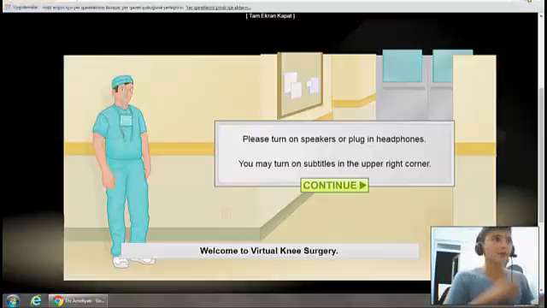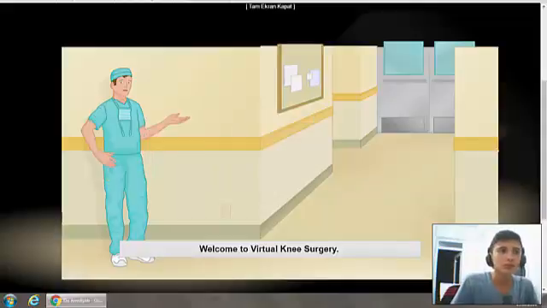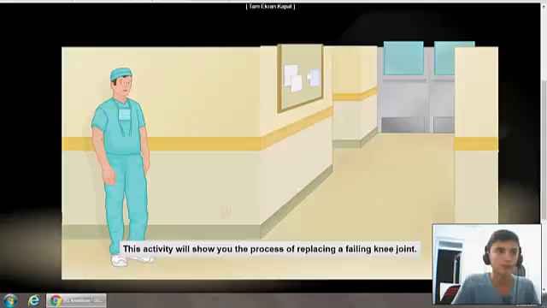Bugün sizlerle diz ameliyatı yapacağız arkadaşlar. Gördüğünüz gibi burada İngilizce yazıyor. Welcome to virtual knee surgery. This activity will show you the process of replacing a failing knee joint.